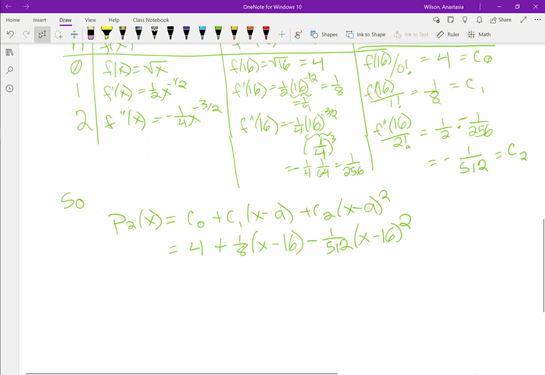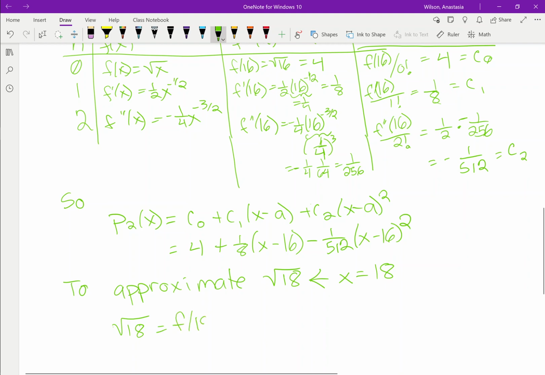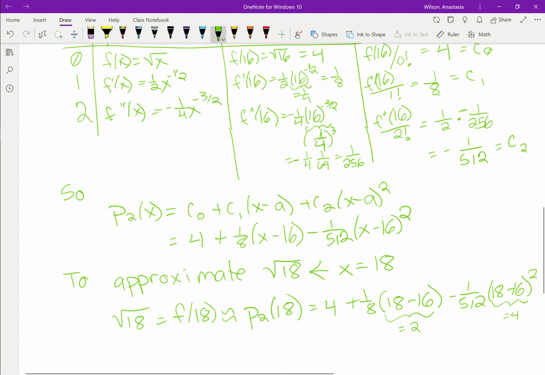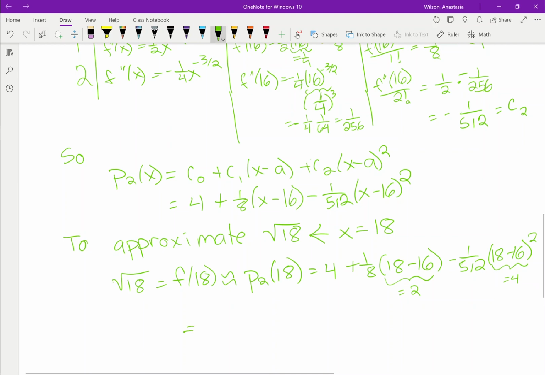We need to use this to approximate the square root of 18. Remember, this corresponds to x equaling 18. So the square root of 18 is equal to f of 18, which we can approximate with our polynomial evaluated at 18. So that's going to be 4 plus 1/8 times 18 minus 16, or 2, minus 1/512 times 18 minus 16 squared, or 2 squared, which will equal 4.